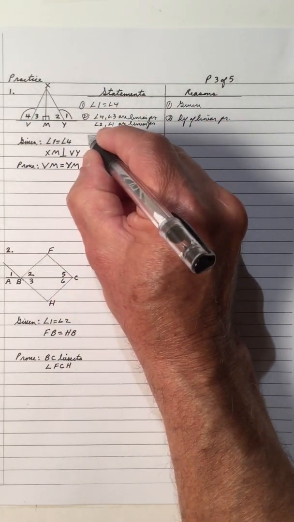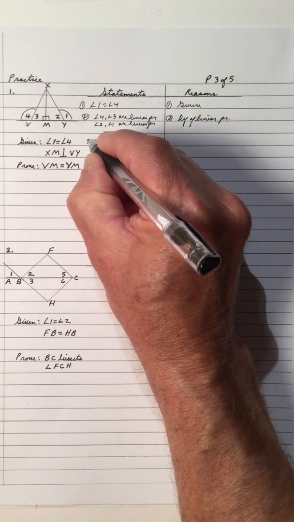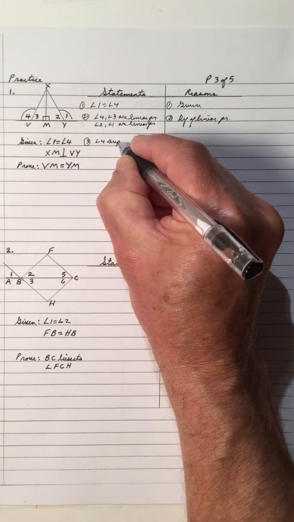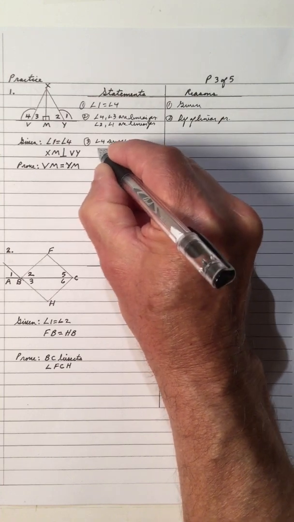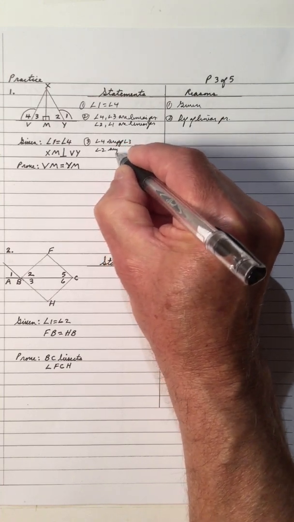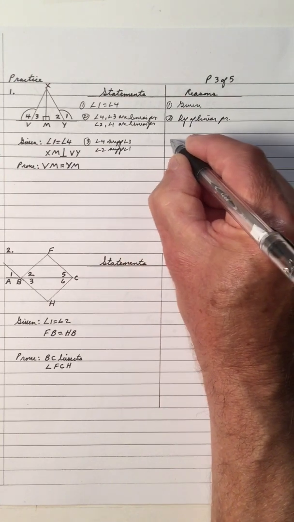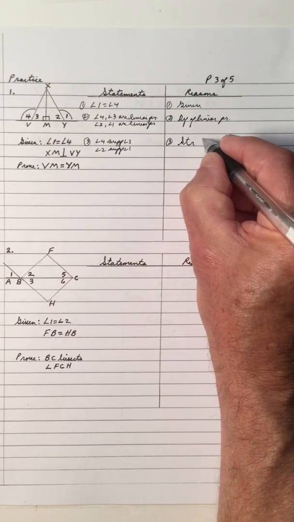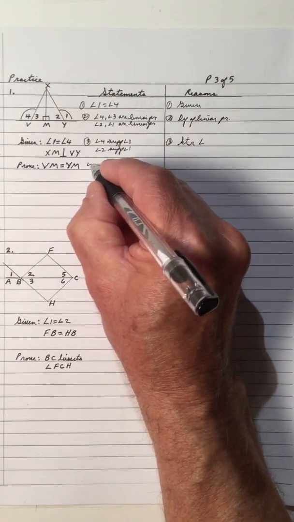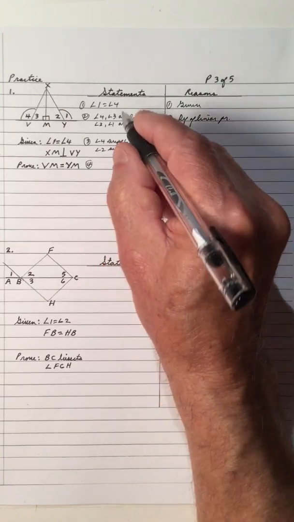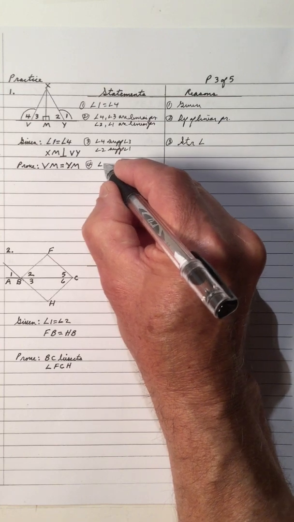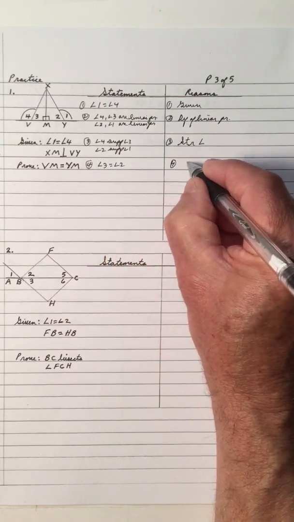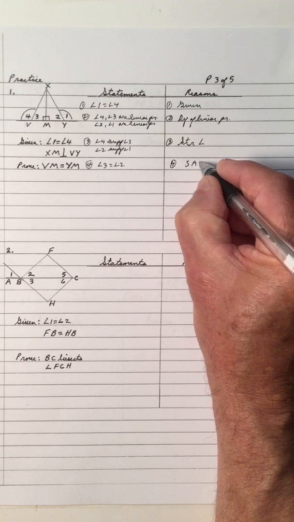Because they're linear pairs, we have angle 4 is supplementary to angle 3. Angle 2 is supplementary to angle 1. Because they're linear pairs, we have a straight angle that makes them supplementary. And that means, since 1 equals 4, that means angle 3 is equal to angle 2 by what we call supplement angle theorem, SAT.